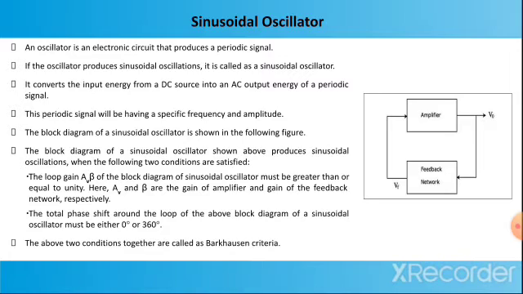First, the loop gain A beta of the block diagram of the sinusoidal oscillator must be greater than or equal to unity. Here A and beta are the gain of the amplifier and the gain of the feedback network. Second, the total phase shift around the loop must be either 0 degree or 360 degree. The above two conditions together are called Barkhausen's criteria.